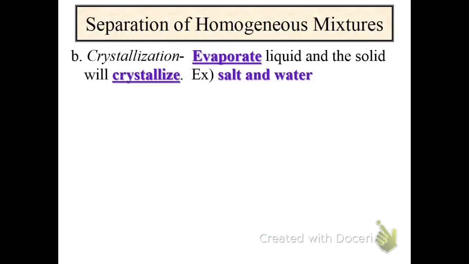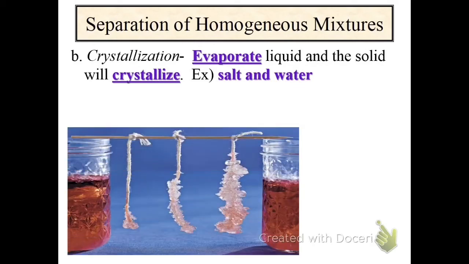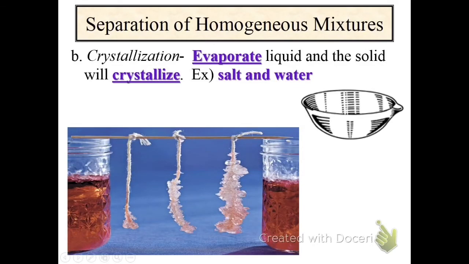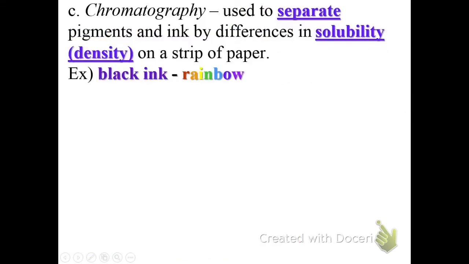Another way to separate things is through crystallization. If you evaporate the liquid and there was a solid dissolved in it, the solid will be left behind. That's called crystallization. So if you have salt dissolved in water and you boil off the water, the salt will crystallize and be left behind. This is also how they make rock candy, a crystallization process.